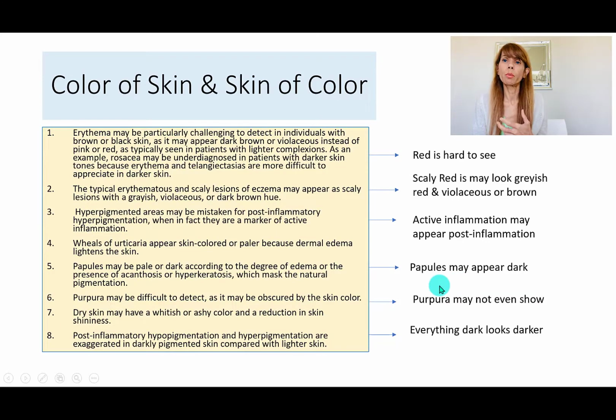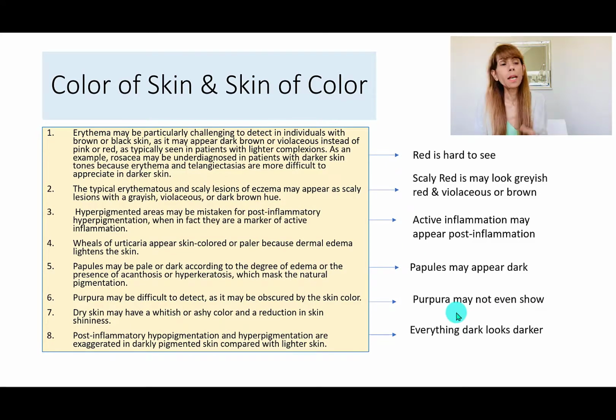So that is another thing to keep in mind. For example, patients with acne or eczema may show papules in Fitzpatrick 4, 5, or 6 type. It may appear as if these are darker spots, but they may actually be just active papules. Purpura may not even show. Purpura is basically raised lesions which are red or slightly purple in lighter skin, but in darker skin it may not show very well. So that is something to keep in mind.